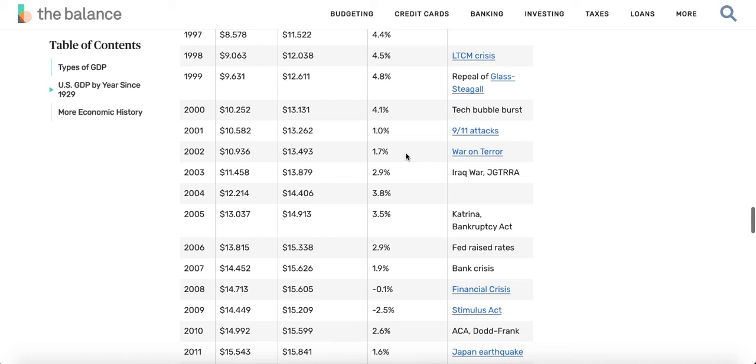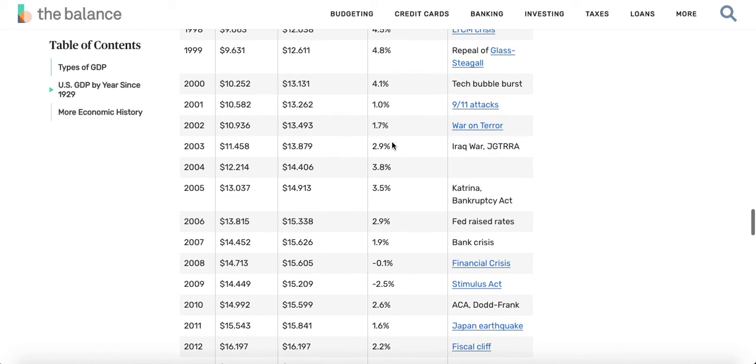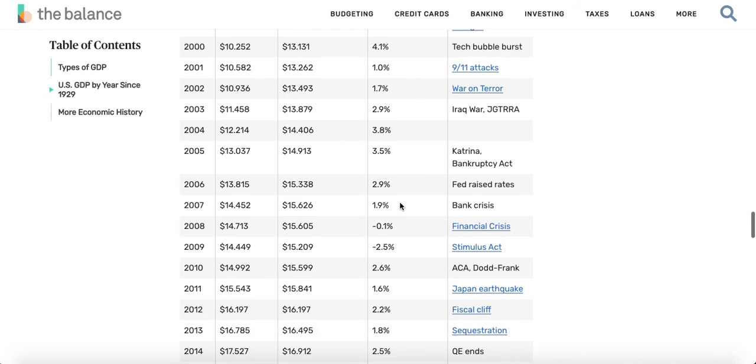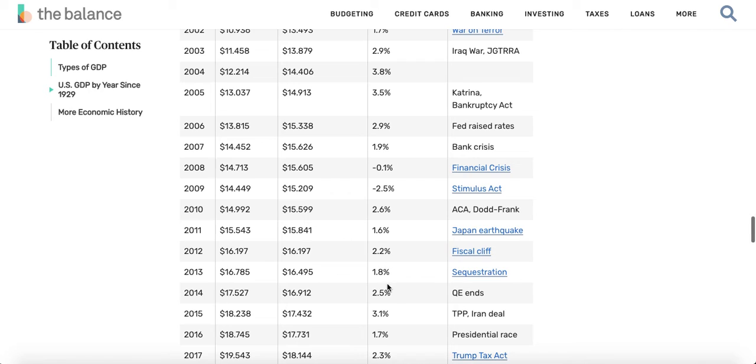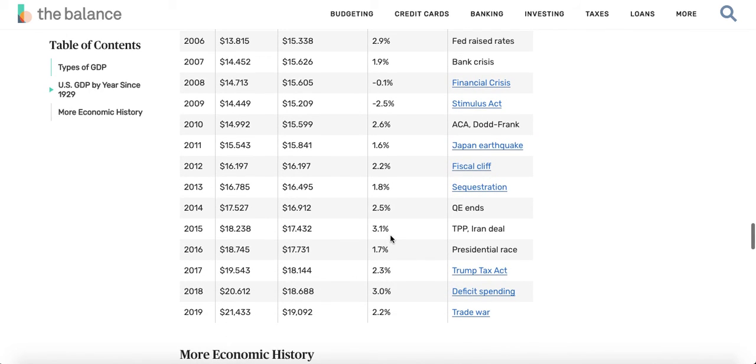2001, 1.7%. Iraq War, and so on and so forth. And we see really slow growth rates here. Just absolutely terrible.